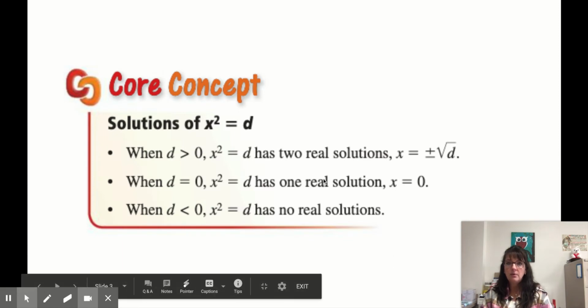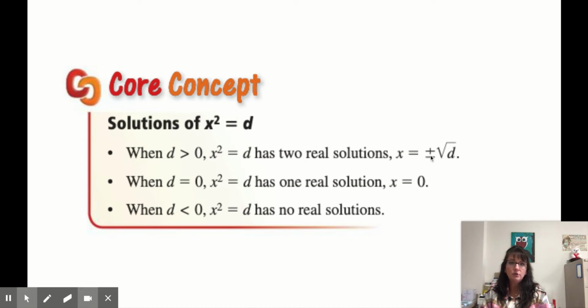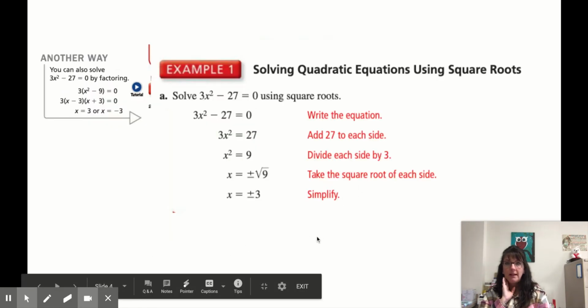All right, so the solutions: x squared equals d, when d is greater than 0, has two real solutions. We'll have a positive and a negative. When it is equal to 0, we have one solution, and it is 0. When it's less than 0, we have no solutions. So we'll be examining that.